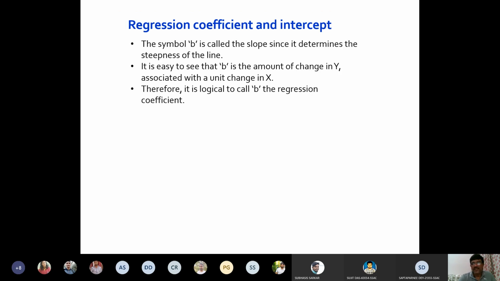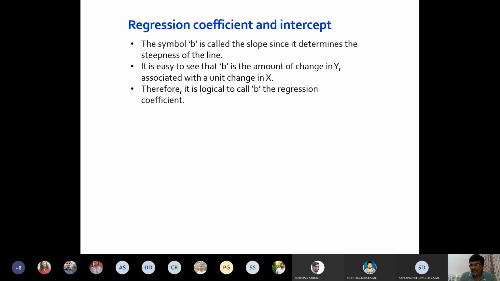Regression coefficient and intercept. The symbol b is called the slope since it determines the steepness of the line. You have the equation y is equal to a plus bx. So a is the intercept and b is the regression coefficient. b is also called the slope of the line. It is actually the change in y due to change in x. Delta y upon delta x is your b. b is your regression coefficient.